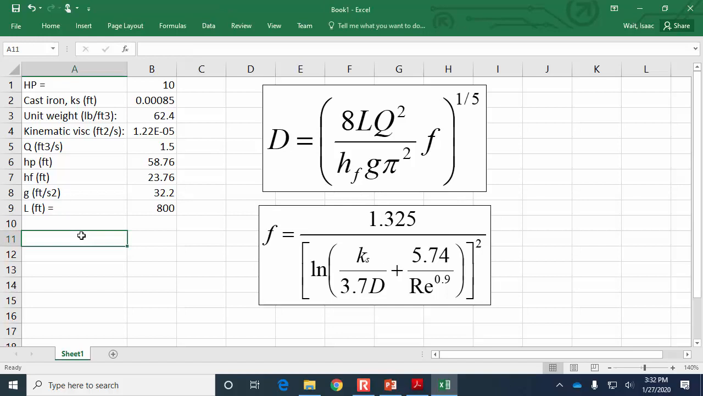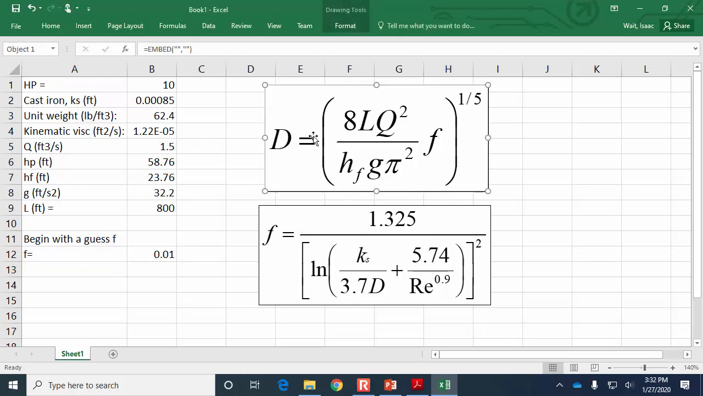I'm going to write this, begin with the guess. So maybe F equals, and I'm not even going to make it a particularly good guess. A good middle-of-the-road guess would be 0.02. 0.01 isn't an especially good guess, but it's just to show you that we can converge to the right answer even with a guess that's initially not so great. Okay, so if that was our F value, what would be the diameter?